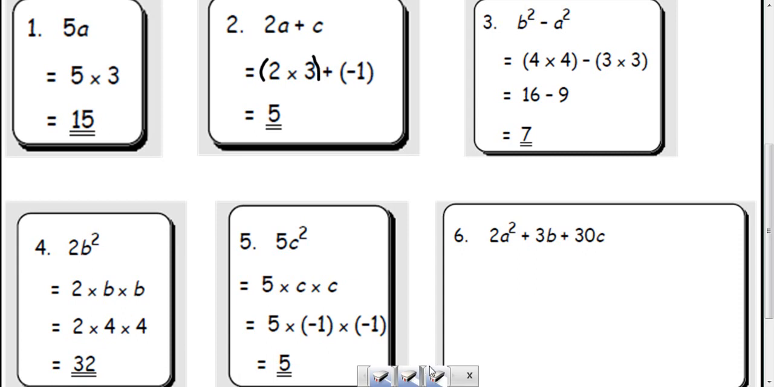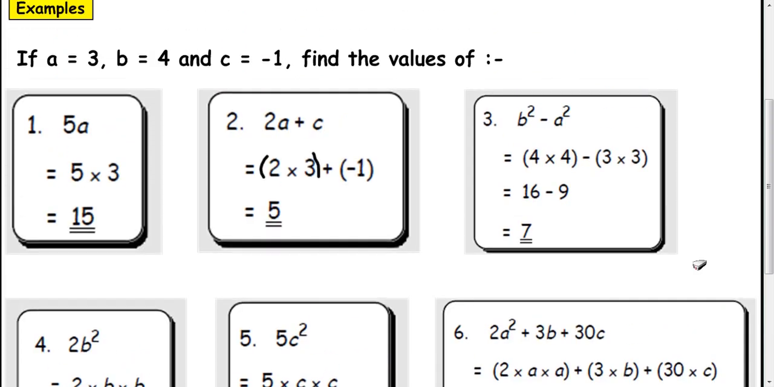Okay, last one in this lesson. A bit more complicated. You've got 3 terms here to multiply, so to multiply then add together. So you get 2a squared, so that means 2 times a times a. Keeping it in brackets. I'm adding on 3 lots of b, so 3 times b. And then to that I'm adding on 30 times c.